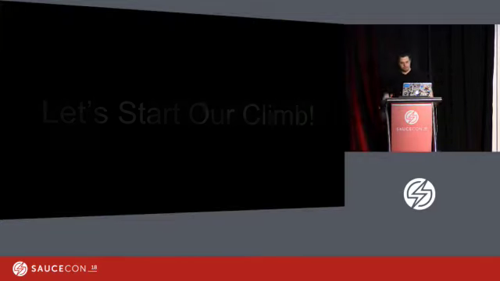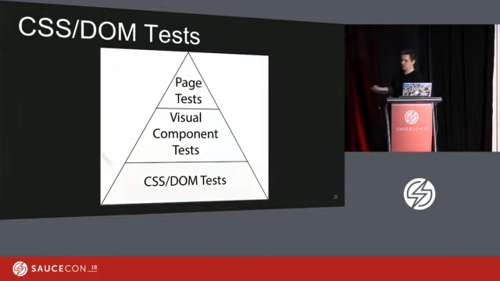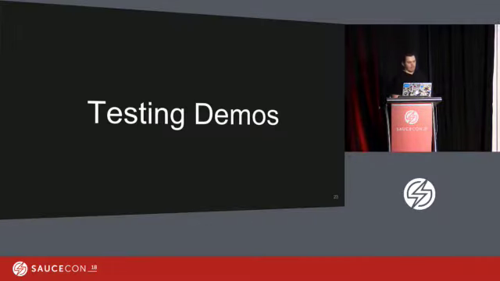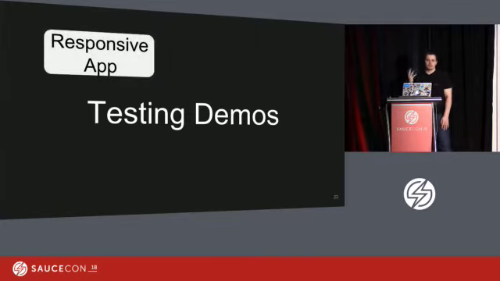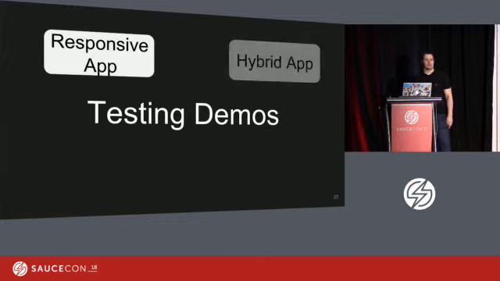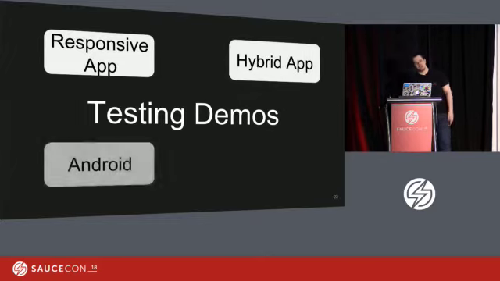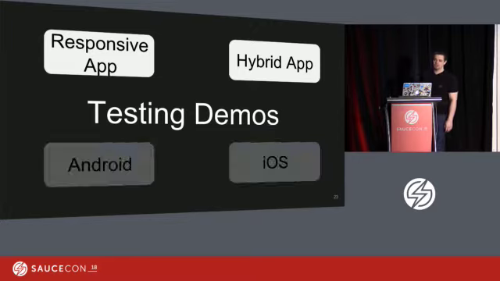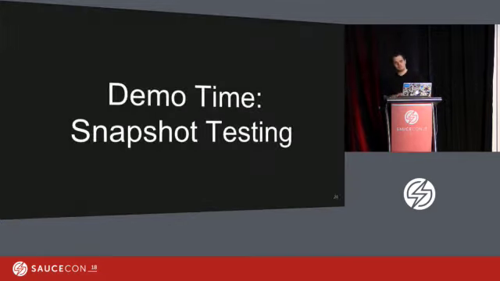So with that, I'd like us to go on this journey together and start climbing the mountain. First, obviously, comes CSS and DOM testing, the lowest level, the unit testing. And here, for this presentation, I built four different variations of the same application: a responsive app using React, a hybrid app using React Native, Android with Java, and iOS with Swift. For this first level of unit testing, focusing on DOM and CSS, we're only going to talk about responsive and hybrid apps. So with that, I'd like to try a demo.